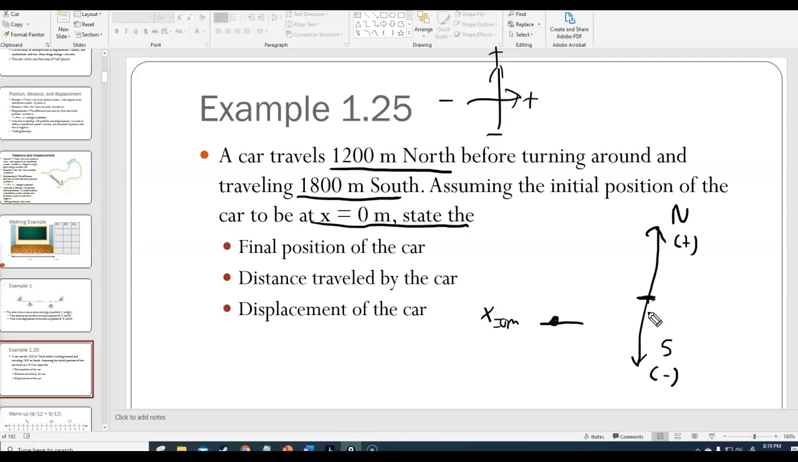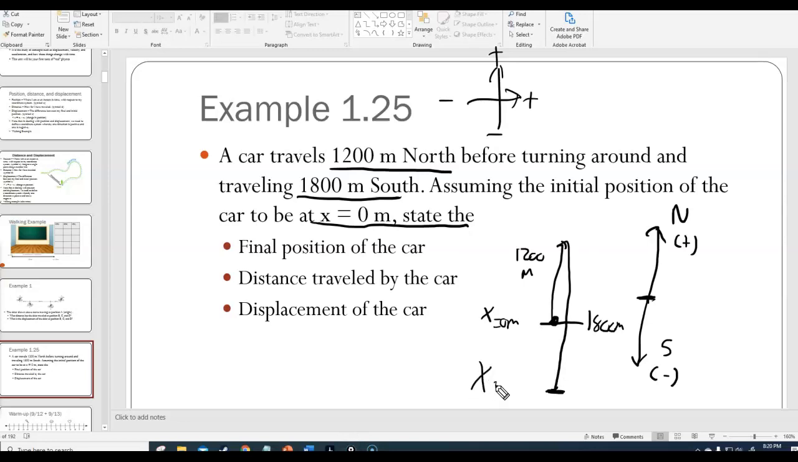Okay, so the car goes 1,200 meters north. So let's say they go out to here, 1,200 meters. And then they turn around and they go south 1,800 meters. Okay, so this is 1,200 here, and this is not drawn to scale, by the way. I'm bad at drawing. Okay, so they went back 1,200 meters, and then to get to 1,800, that means they had to go back another 600 meters.